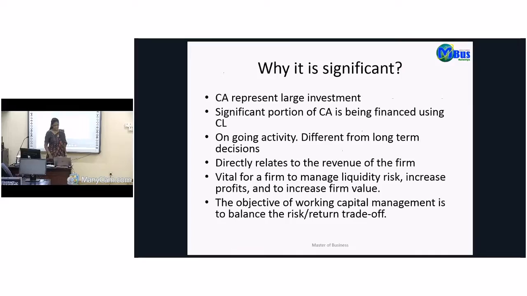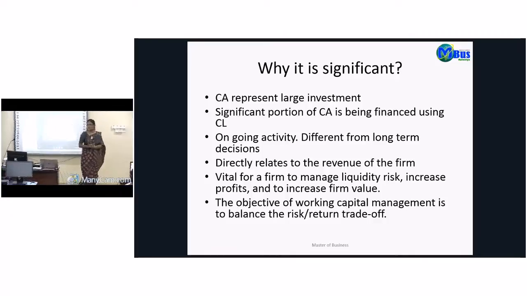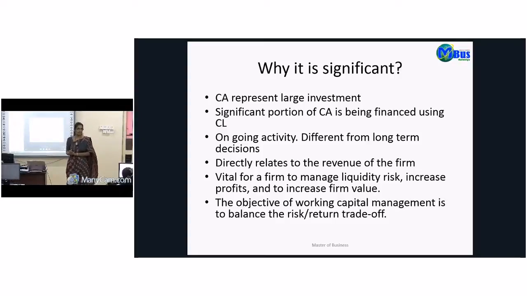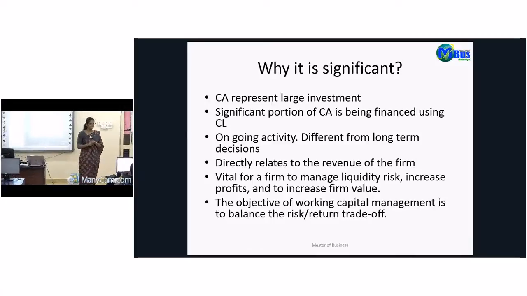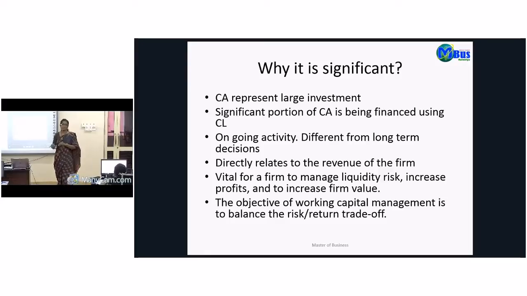Why is this significant? Why is short-term finance significant for the firm? If you consider the current assets of the firm, they represent a very big amount of money locked in. It is a huge investment, right? If you take inventory, cash in hand, other short-term investments, debtors, we have locked too much money that we could have used for other investments.